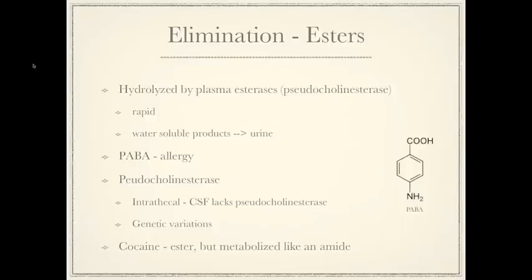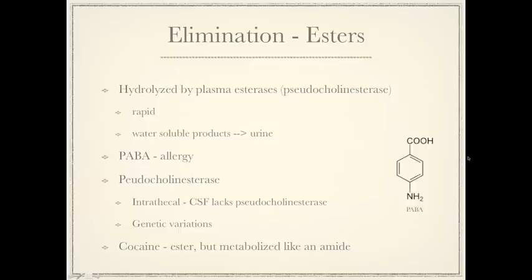So now we have our drug in the body, it's time to eliminate it. The method of elimination depends on whether we have an ester or an amide. So starting with the esters, these drugs are hydrolyzed by plasma esterases, otherwise known as pseudocholinesterases. This elimination is rapid. It generates water-soluble products which are eliminated in the urine. One of the products is para-aminobenzoic acid, otherwise known as PABA. There's a picture of it over here on the right.